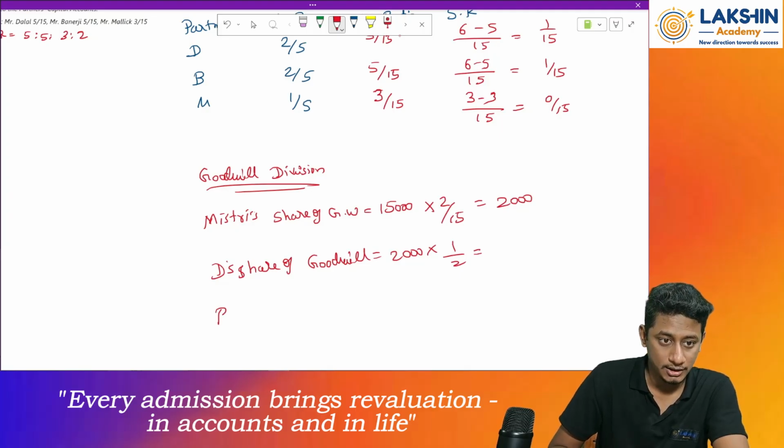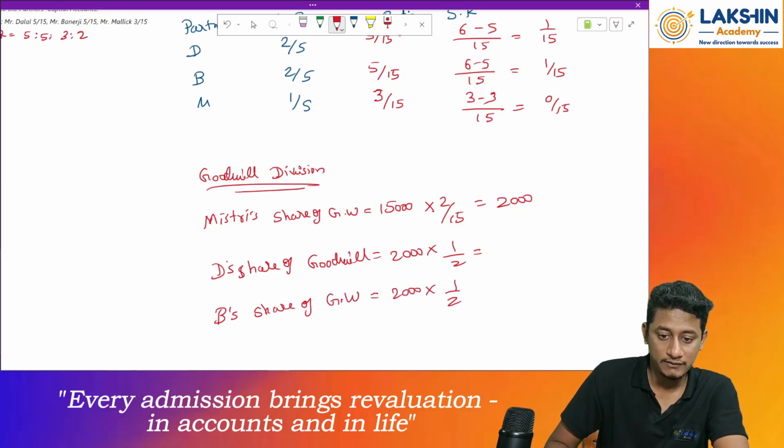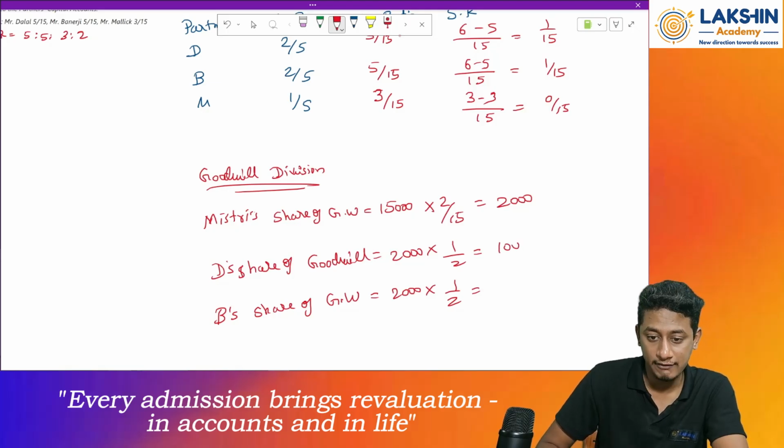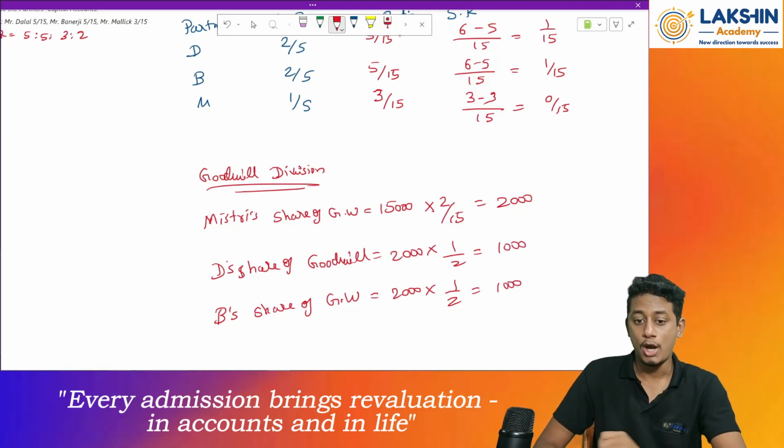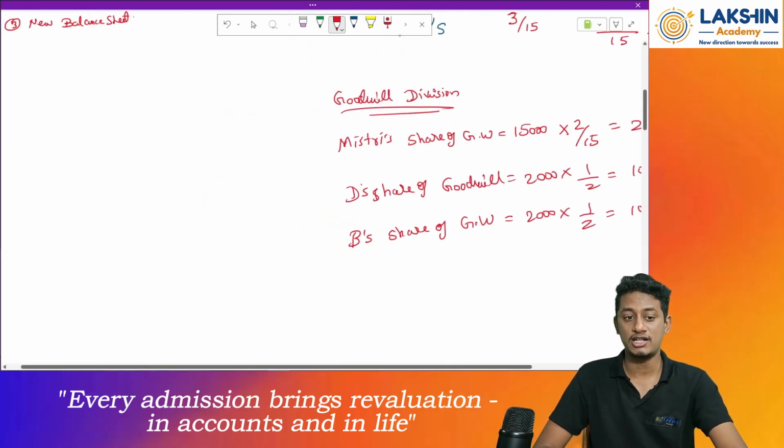Whereas B's share of goodwill is equal to 2,000 into again 1 by 2. Clear? That will be rupees 1,000 and rupees 1,000. What is the journal entry that you will pass over here?